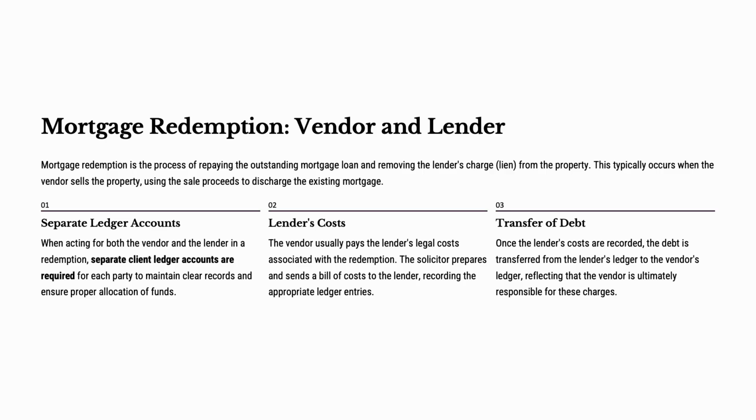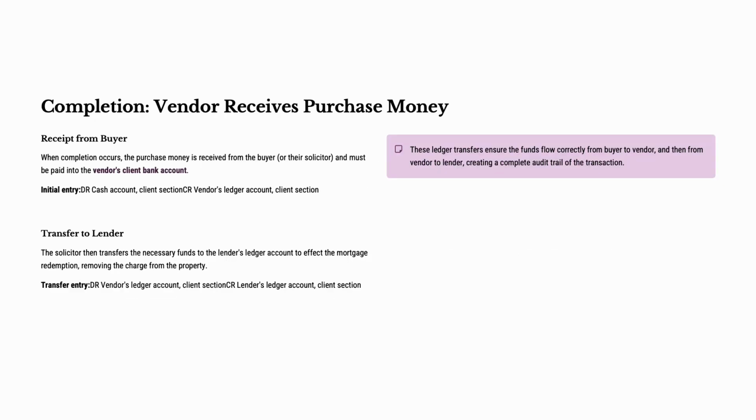Separate client ledgers are required for both vendor and lender. The vendor usually pays the lender's cost. First, the solicitor sends a bill, records the entries, then transfers the debt to the vendor's ledger. That's how it works, with separate ledger accounts. The lender's cost is paid by the vendor most of the time, with transfer of debt at the end. This is how mortgage redemption works.